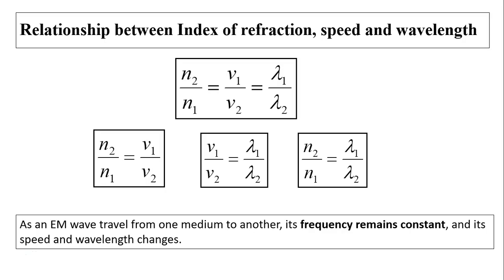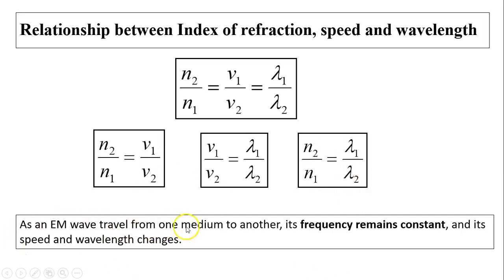The relationship between index of refraction, speed, and wavelength: the higher the index, the lower the speed, and the shorter the wavelength. So they are inversely related. But we know the higher the speed, the longer the wavelength, so speed and wavelength are directly related. But the index of refraction is inversely related to the speed and inversely related to the wavelength.